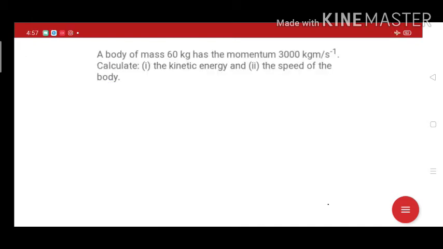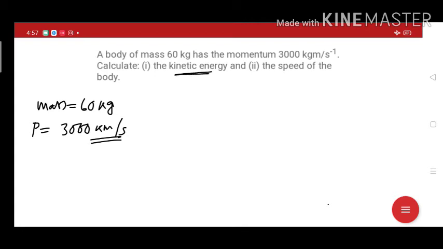A body of mass 60 kg has the momentum of 3000 kg meter per second. Okay, so mass is given, that is 60 kg, and here they gave us the momentum, that is 3000 kg meter per second. Okay, fine. So we have to calculate the kinetic energy, and for the kinetic energy we need mass and the velocity. So here the velocity is not given, but they gave us the momentum. So from this momentum we can find out the value of velocity.